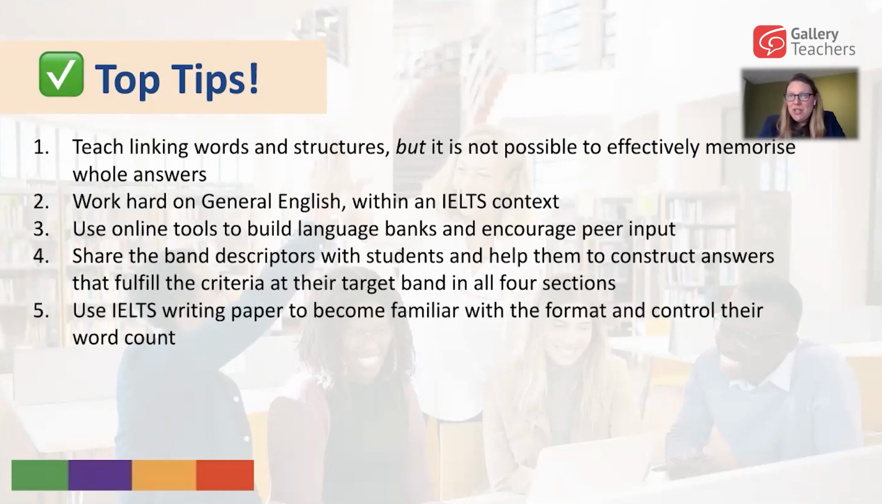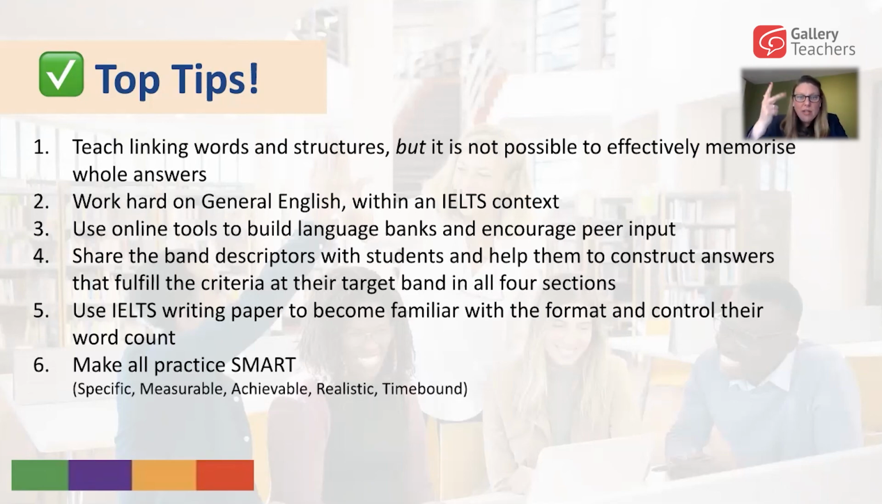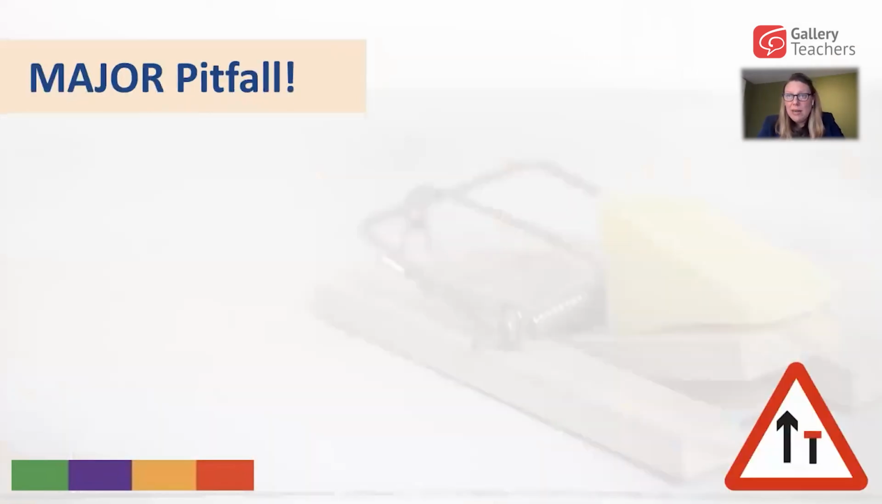I've mentioned it, I'll mention it one more time. Use writing paper, real IELTS writing paper. You can find it at the back of all of the IELTS specimen materials. Okay, so I would strongly suggest using that to control word count. Make all the practice smart, specific, measurable, achievable, realistic, time-bound. From the very beginning, you're getting the candidates, the students, used to timings. If you're a student, you're self-preparing, you need to be timing yourself very, very strictly.